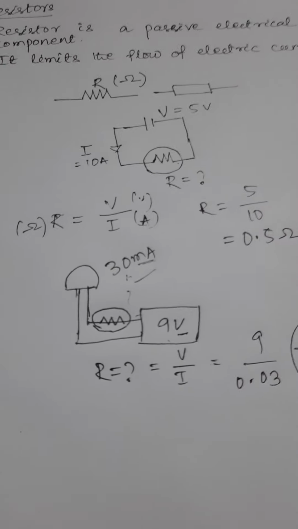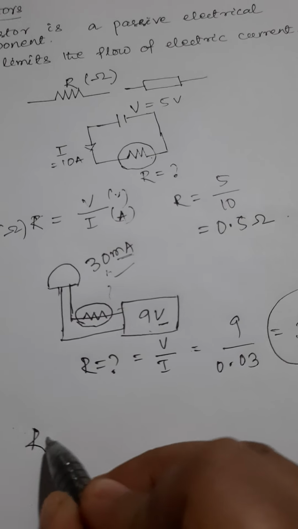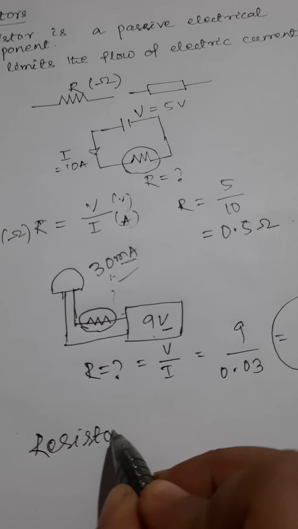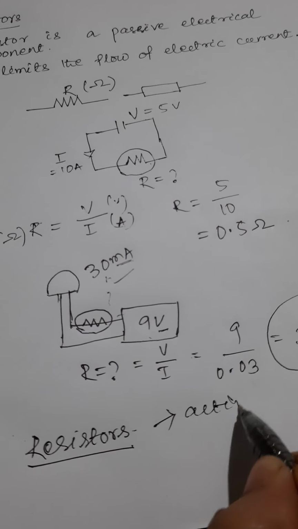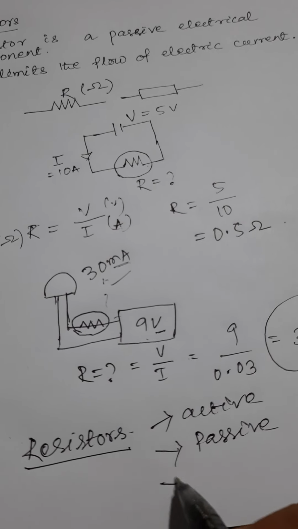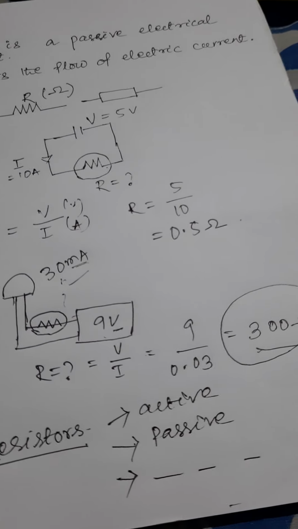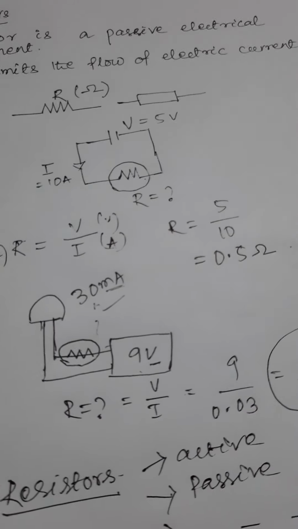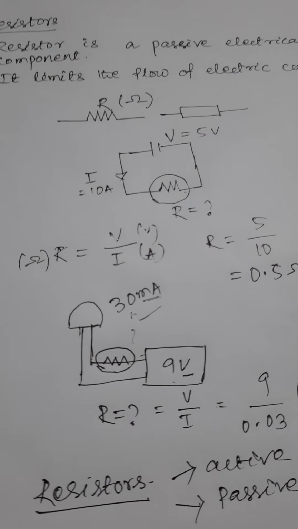So there are so many types of resistors. Resistors are of different types: active resistors, passive resistors, and there are also some resistors which depend on a physical quantity of the circuit. So later on we will discuss more about resistors. So for today's video, this much only.